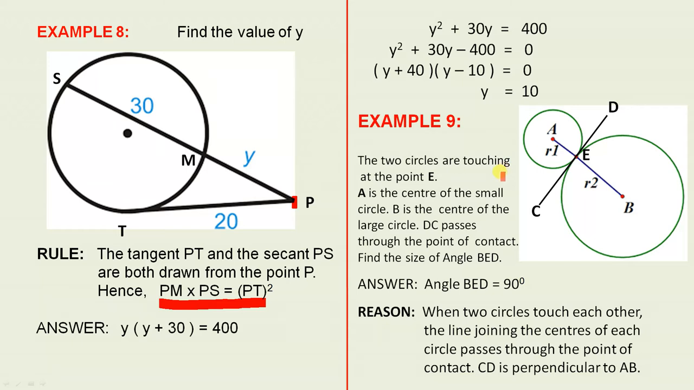Example 9. The two circles are touching at the point E. A is the centre of the small circle, there. B is the centre of the large circle, there. DC passes through the point of contact, there. Find the size of angle BED. So we need that angle there, this one. Angle BED is 90 degrees. When two circles touch each other, the line joining the centres of each circle passes through the point of contact. CD is perpendicular to AB. And that's why that's 90 degrees.